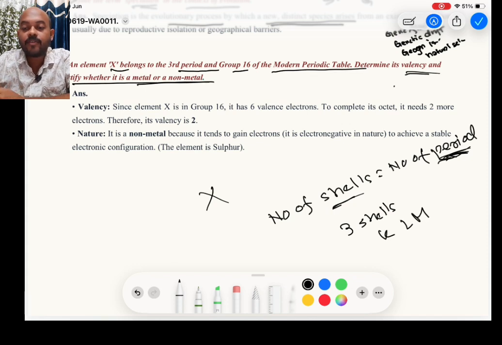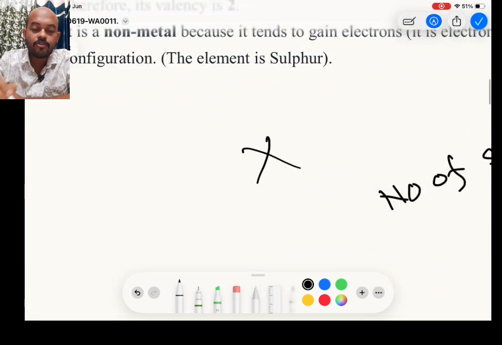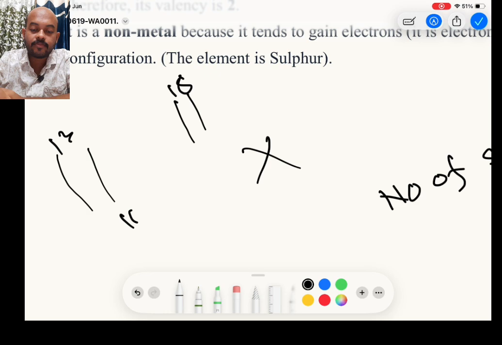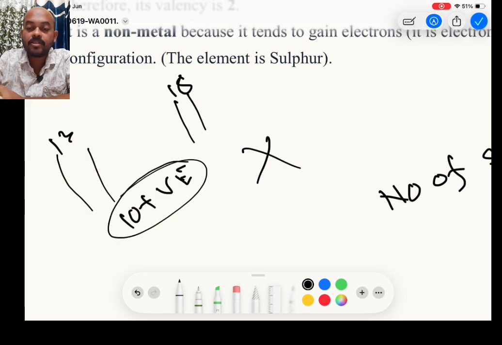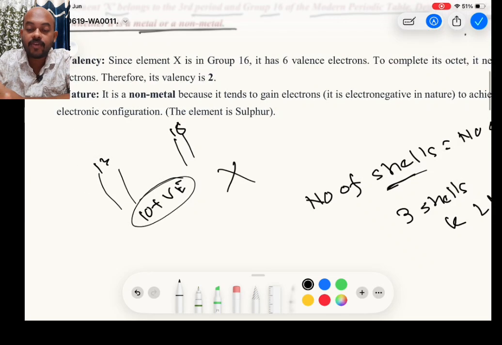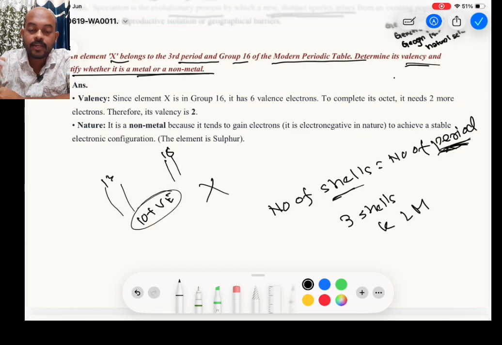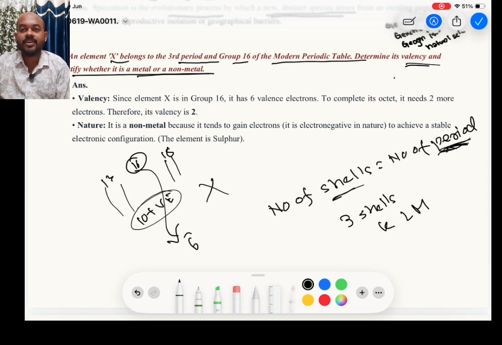And group 16 of the modern periodic table, you know that from group 13 to group 18 you have to do 10 plus valence electrons. That is why we can say that definitely the valence electrons in case of group 16 will definitely be 6. Okay, the valence electrons definitely will be 6. Then only if we do 10 plus 6 we will be getting 16, its group number.